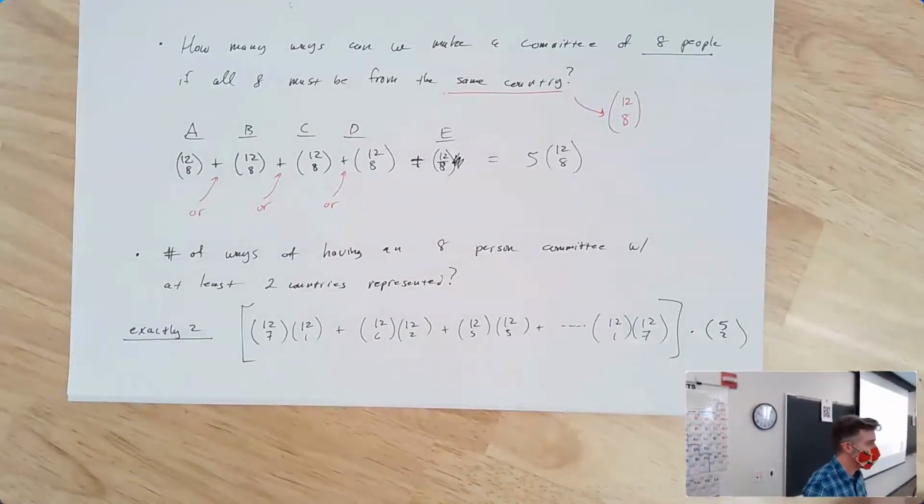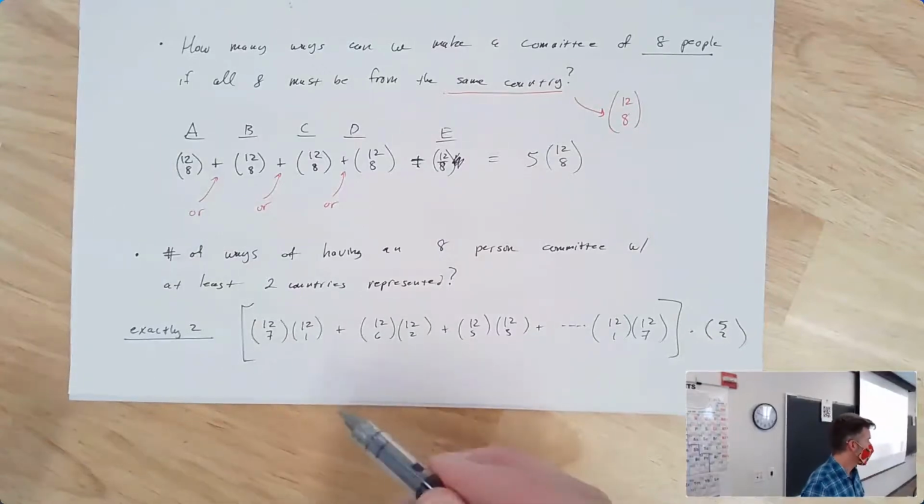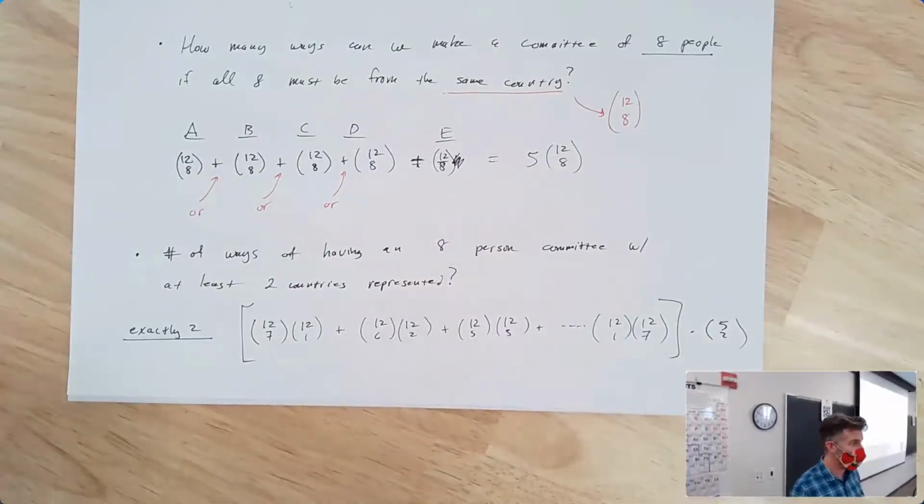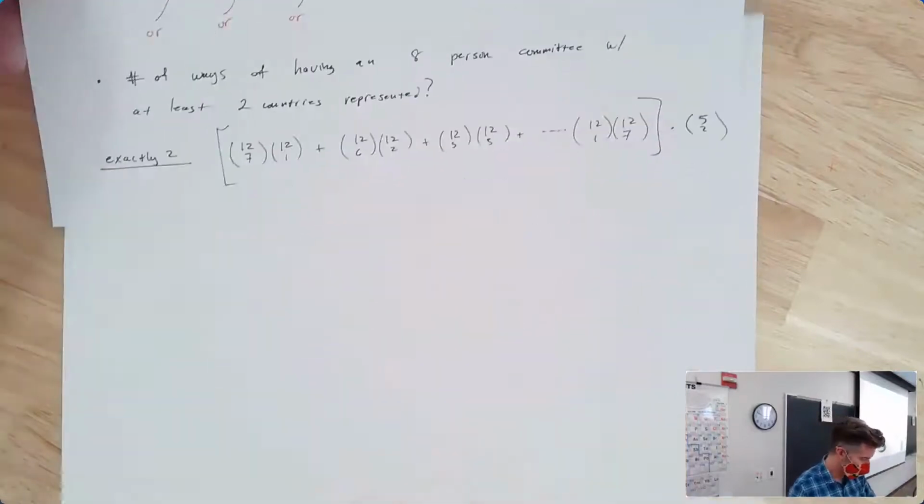And then you also have to do that same process, even more complicatedly, for having 3 different countries represented. It would be 12 choose 6 times 12 choose 1 times 12 choose 1, plus 12 choose 5 times 12 choose 2, and so on. There's a lot of ways of getting 3 different countries represented. You could have 5 of one country and 2 and 1, or 3 and 3 and 2. It just gets very complicated. So the whole point here is that there's an easier way to do this.